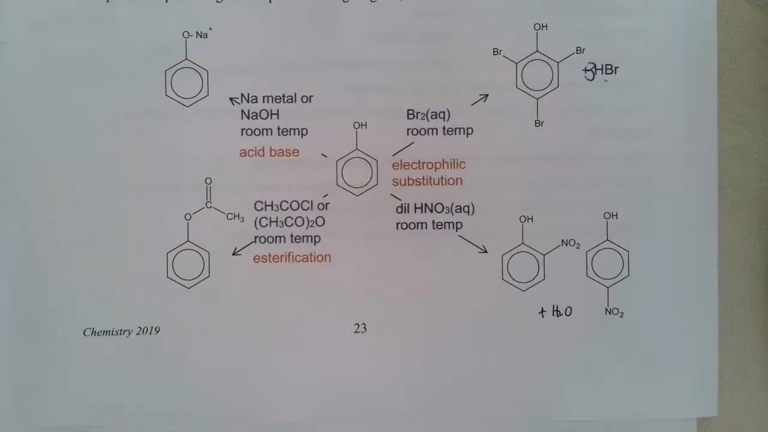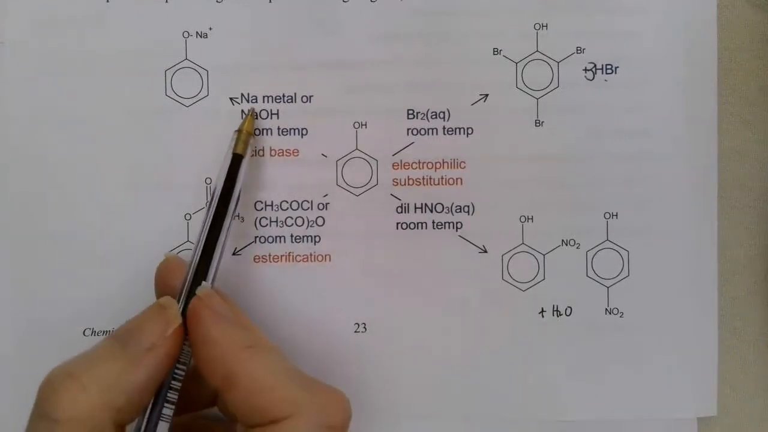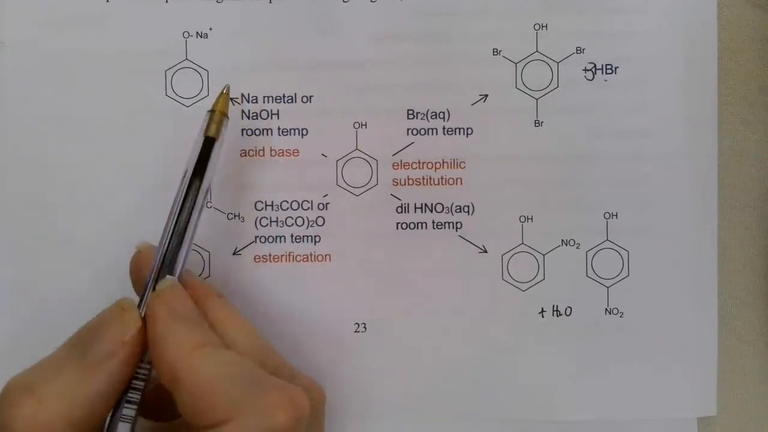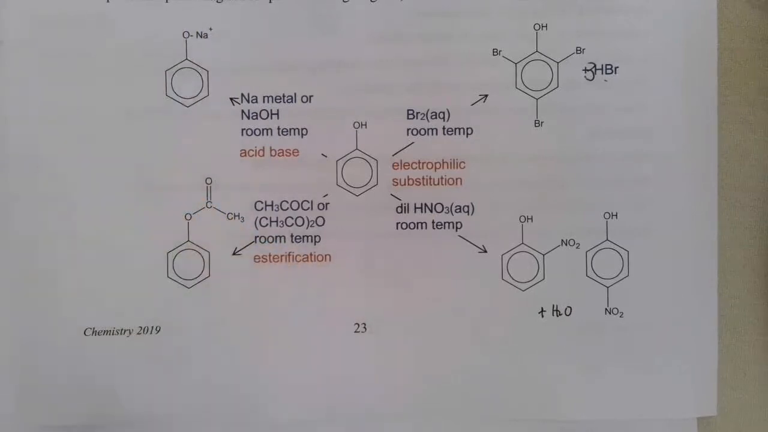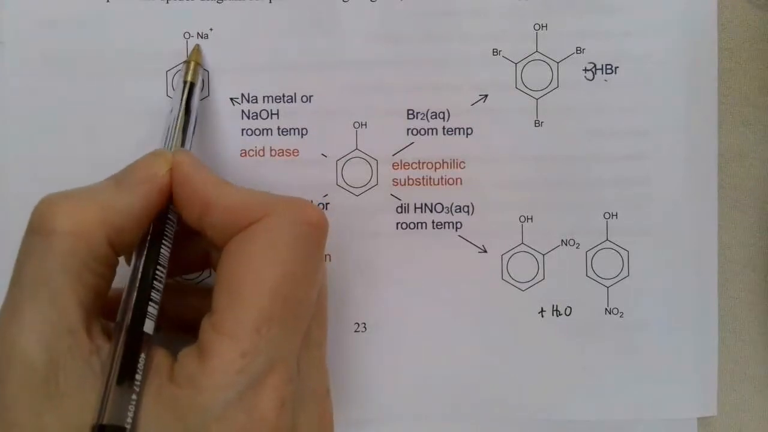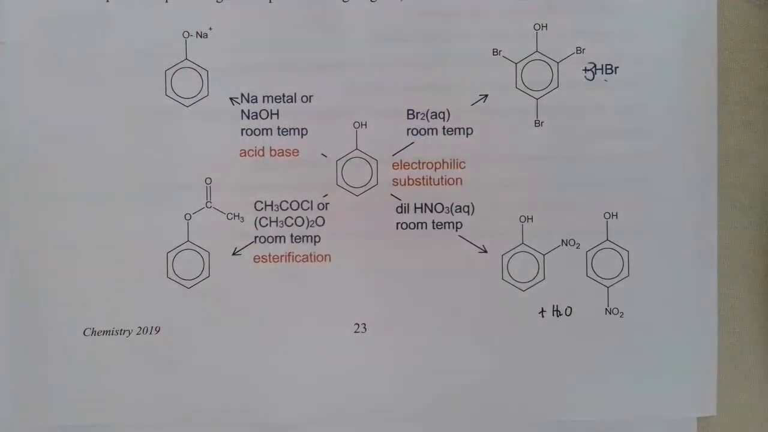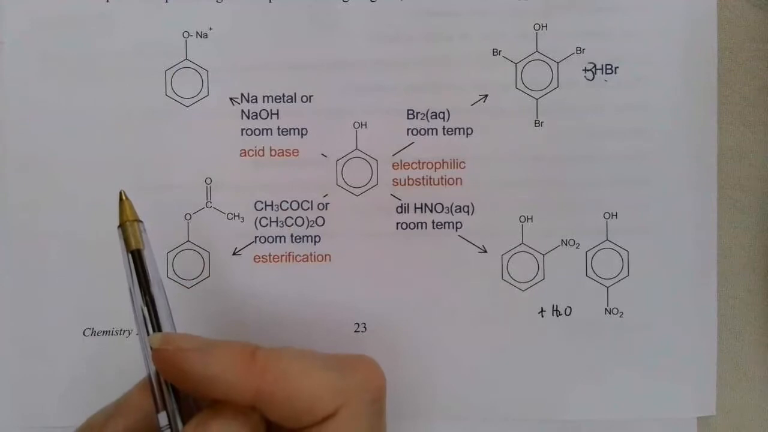So last but not least, we need to do this little spider diagram. So sodium metal, or more usually sodium hydroxide, will make the salt. That's going to make it much more soluble in water because you now have an ionic bond on the top rather than a covalently bonded OH group.